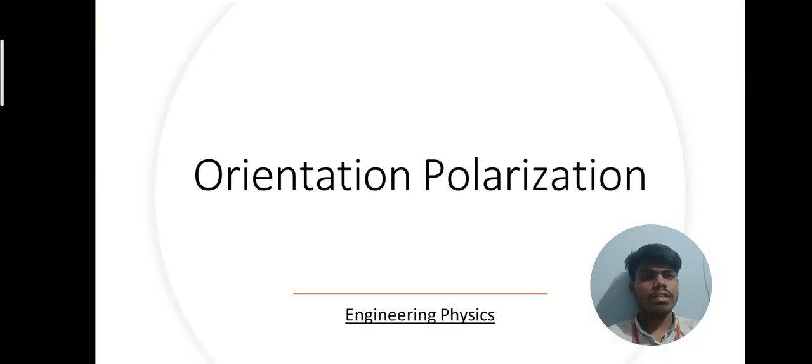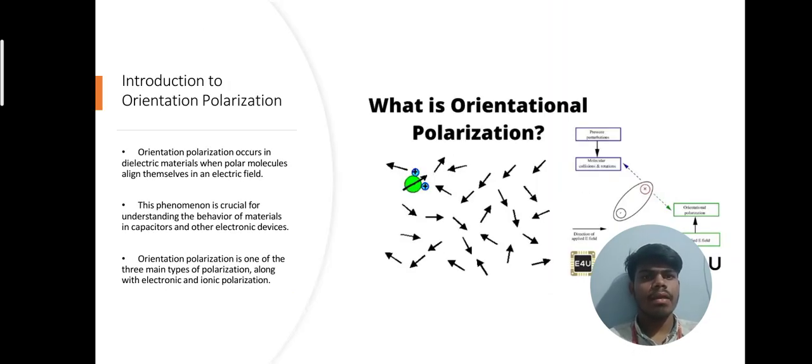Today, my topic for this session is Orientation Polarization in Engineering Physics. Introduction to Orientation Polarization. Orientation polarization occurs in dielectric materials when polar molecules align themselves in an electric field. The phenomenon is crucial for understanding the behavior of materials in capacitors and other electronic devices. Orientation polarization is one of the three main types of polarization, along with electronic and ionic polarization.